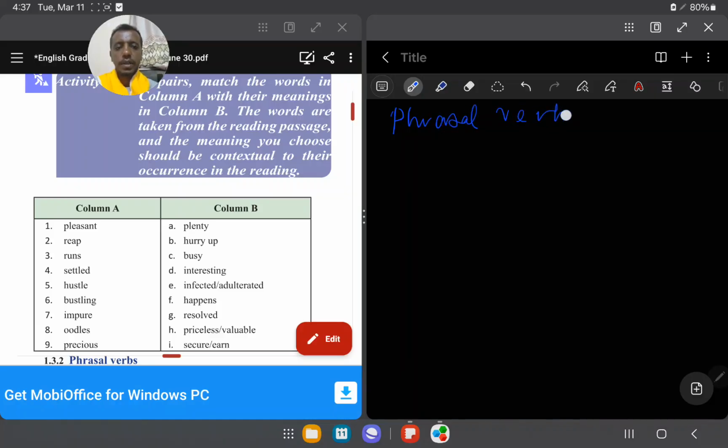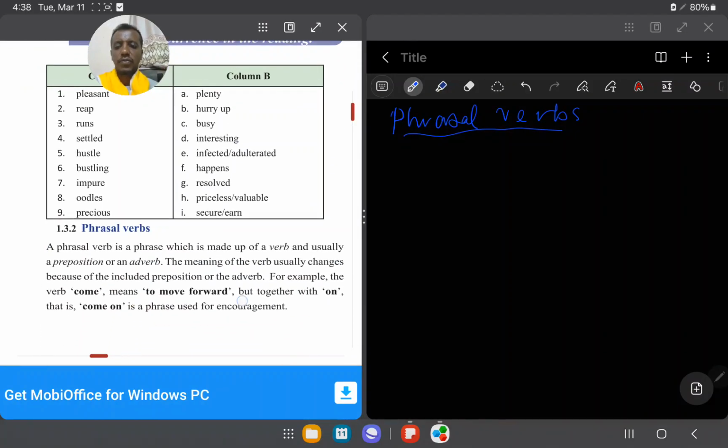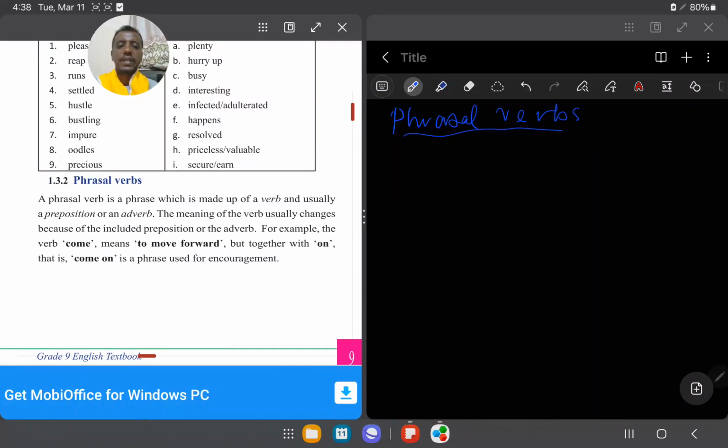Phrasal verbs. Students, what does phrasal verb mean? What do you know about phrasal verbs in the previous topics? What is the benefit of phrasal verbs?